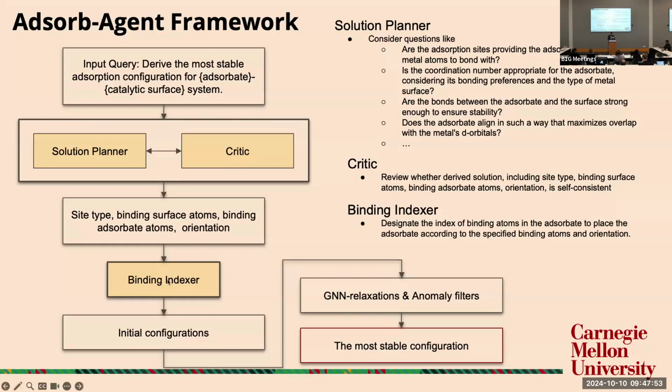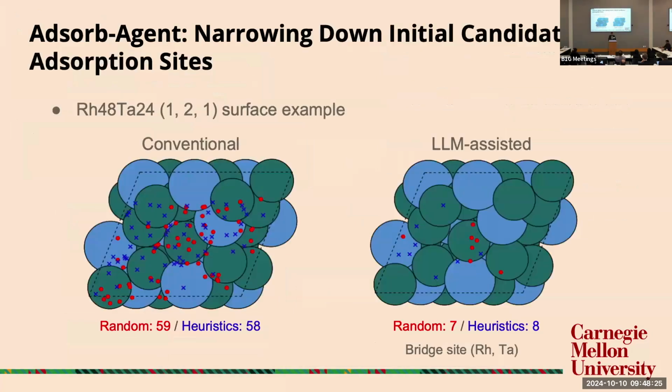Then we created a binding indexer, which is another LLM, which designates the index of binding atoms in the adsorbate to place the adsorbate according to the specified binding atoms and orientation. With that, we have a script that we put together and we generate the configuration. After that, we have relaxation and anomaly filters based on GNNs. You can call them via the API, and you can effectively go to the most stable configuration.